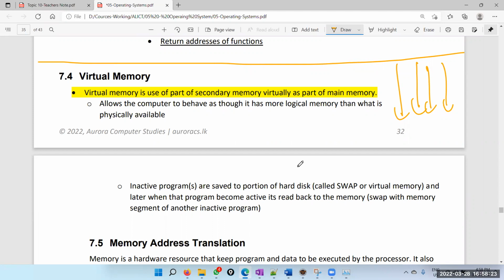Okay. But there's more than that. It is not just a temporary area that we use and later take to the main memory. No, it is more than that. There's a little bit more story behind that. What is that? Listen to this very carefully.